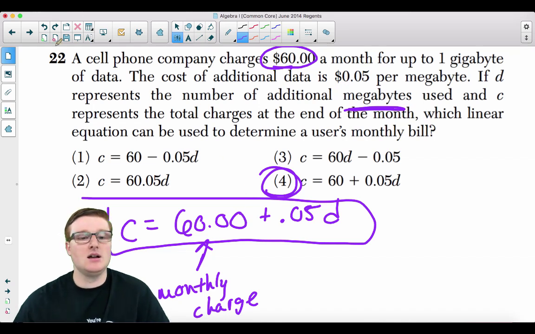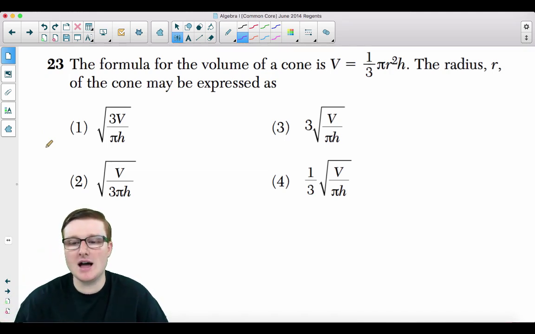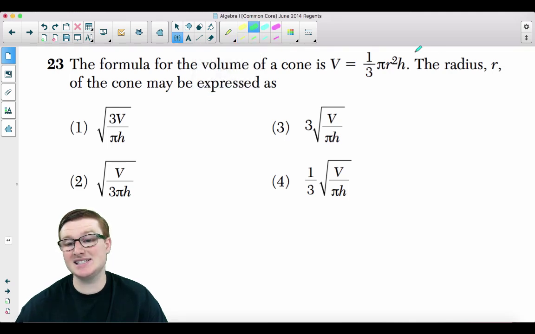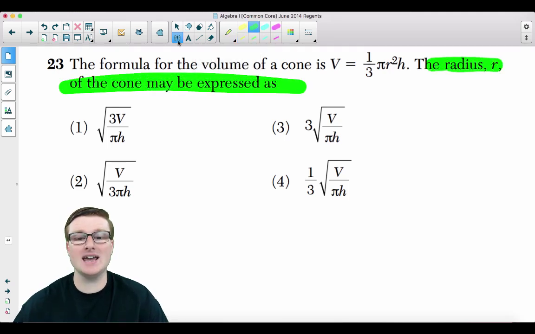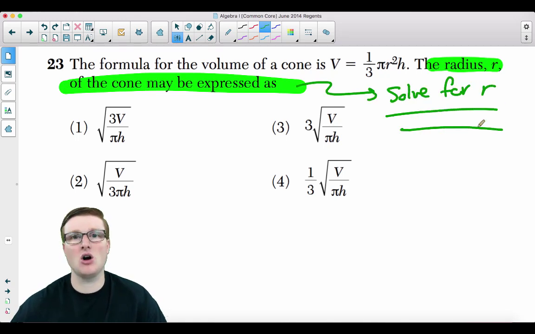All right, moving on to question number 23. The formula for the volume of a cone is V equals 1/3 pi r squared times h. The radius r of the cone may be expressed as what? In other words, this question is saying solve for h. No, I'm sorry, solve for r. We're solving for r.